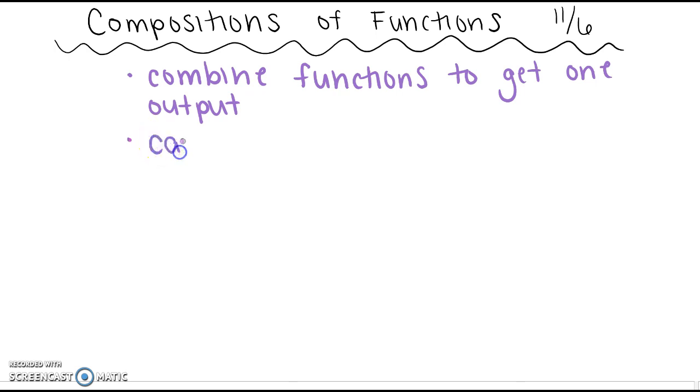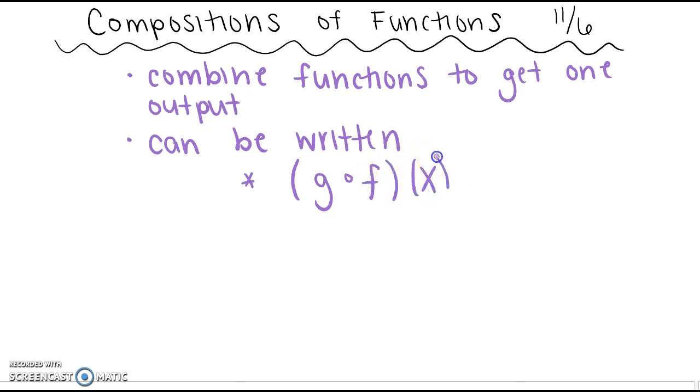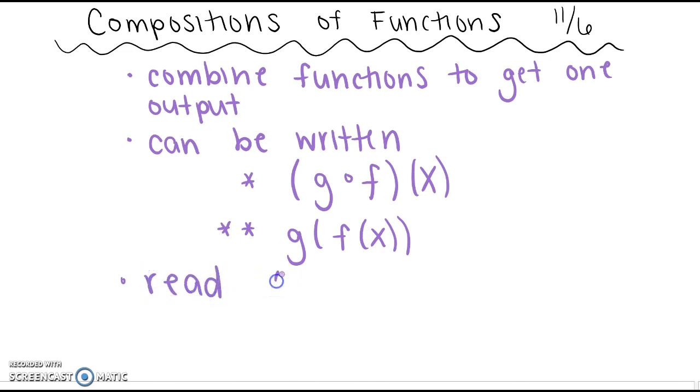So it can be written two ways. First way looks like this. Second way is what we'll mostly be using. Looks like this. And this is going to be read G of F of X.